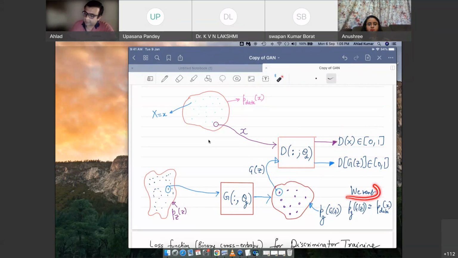And what is our target? Our target is that this Pg of Z, which is this distribution, has to be close to P data of x. This is what we were trying to say from the very initial start. So P data of x is this thing. Now these are the simple mathematical terminology which we will be using in our coming slides.